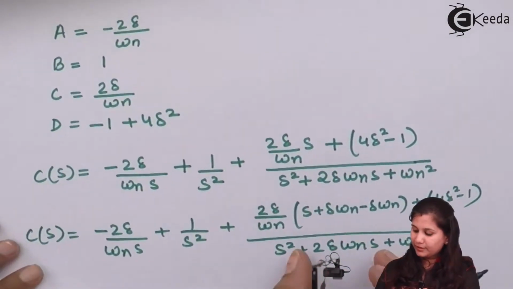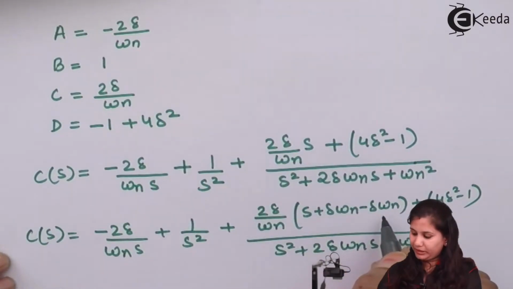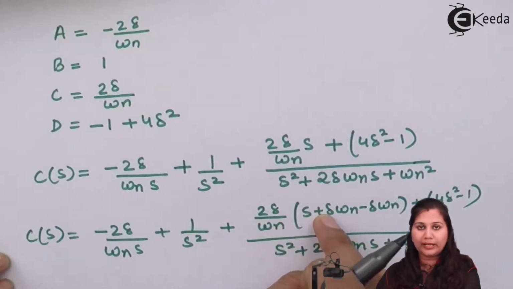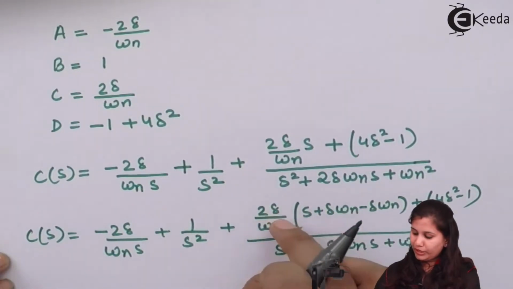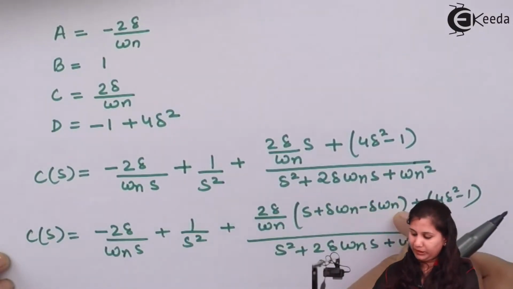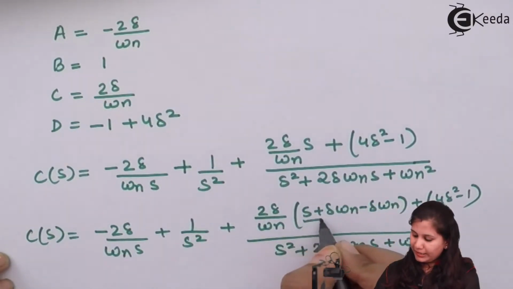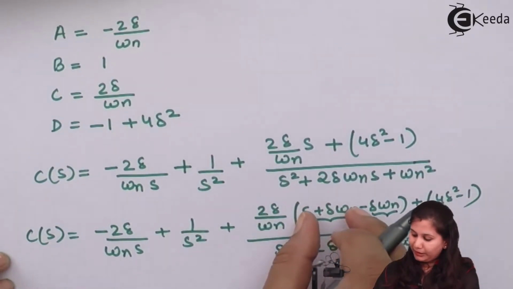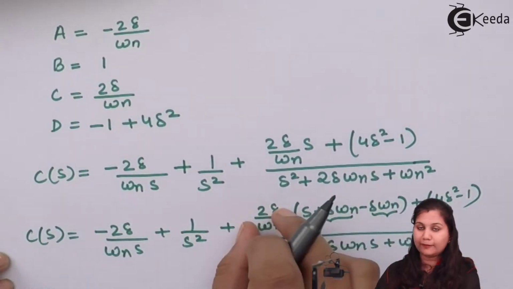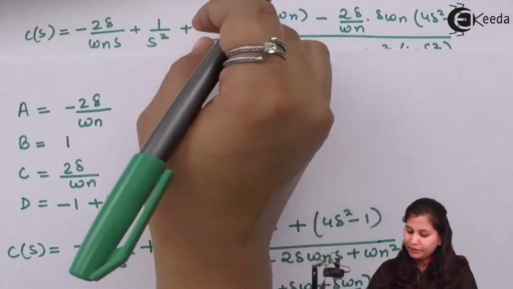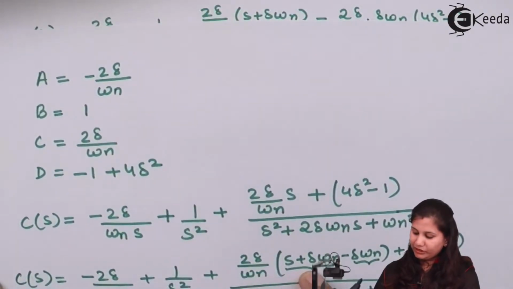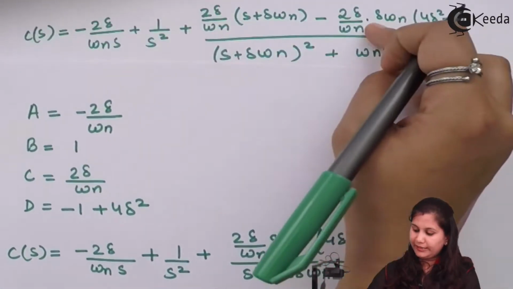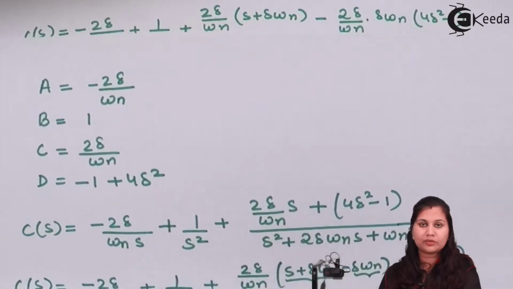So we have got this term when we have added and subtracted del omega n. So we can put S plus del omega n, we can multiply it with 2 del by omega n, and then minus 2 del omega n multiplied with this del omega n. So this S plus del omega n is taken as one term and this is taken as the second term. And we are multiplying this with this and then this second term with this. So what we have written: 2 del upon omega n multiplied with S plus del omega n, minus 2 del upon omega n multiplied with del omega n, and the rest of the terms are as it is.